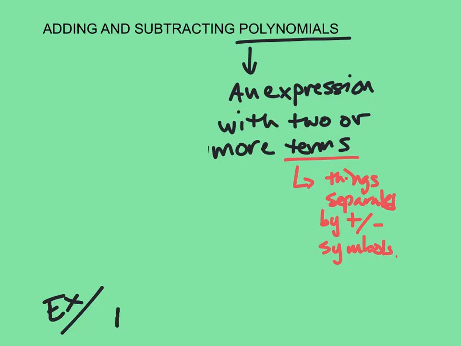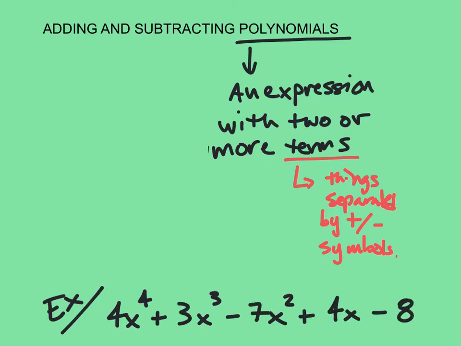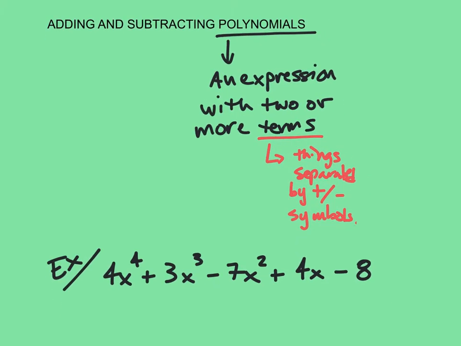Let's say you've got something like 4x to the fourth plus 3x cubed minus 7x squared plus 4x minus 8. Okay, and what I want you to notice here is that you have all of these different terms that are separated by the plus and minus symbols, okay? And typically we're going to be dealing with things that have an exponent that is larger than 1. And so, in this case, we've got 4, 3, 2, 1, 0, and all that stuff.